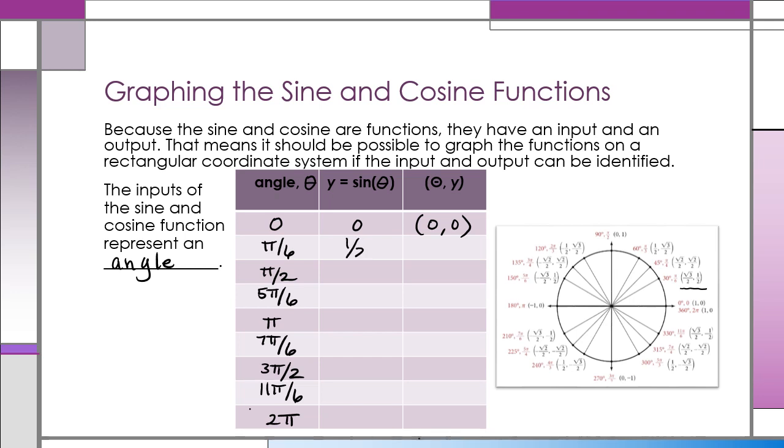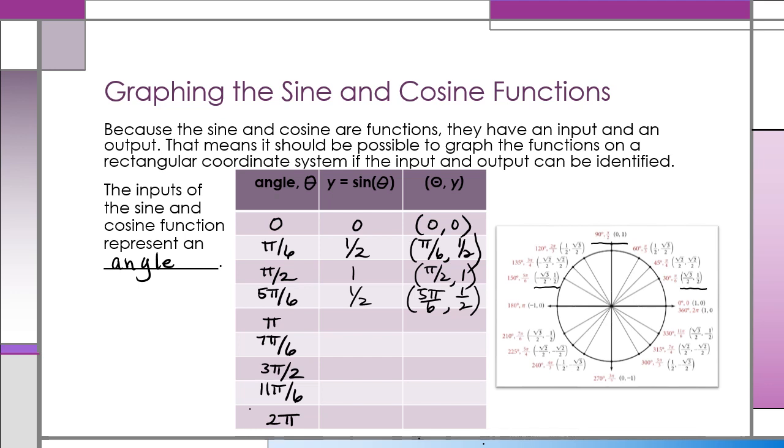And so my output is the sine value, and I get this ordered pair. For pi over 2, here I am, up on the positive y-axis, and my output is 1. So I have an ordered pair of pi over 2, comma 1. For 5 pi over 6, my output is 1/2. And so my ordered pair is 5 pi over 6, comma 1/2.